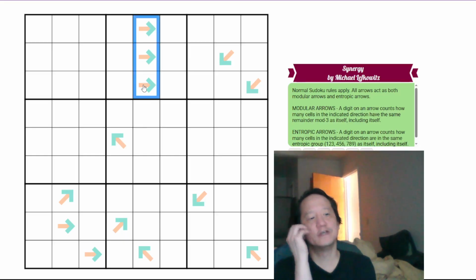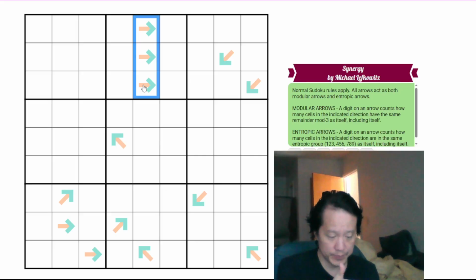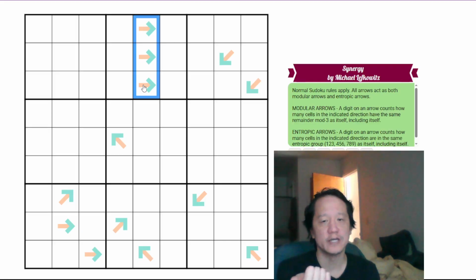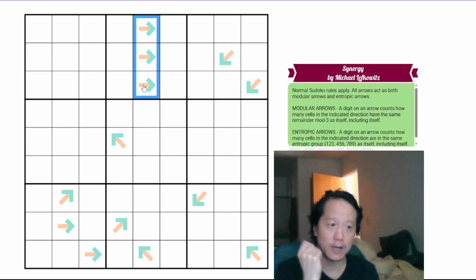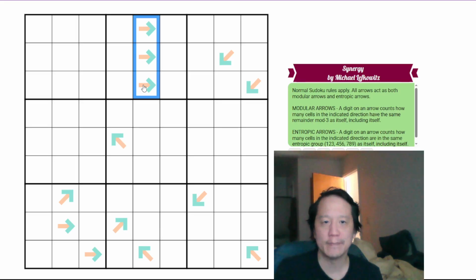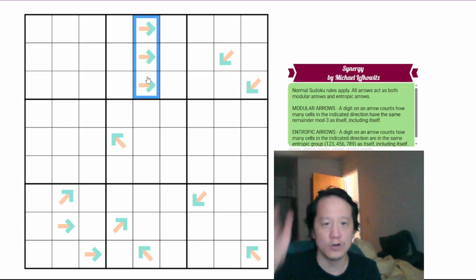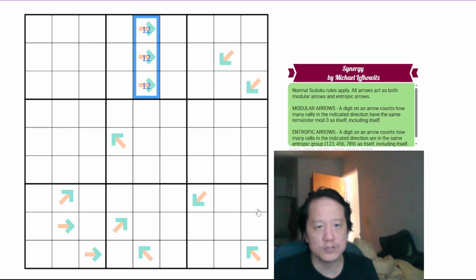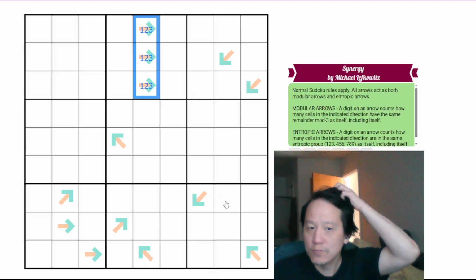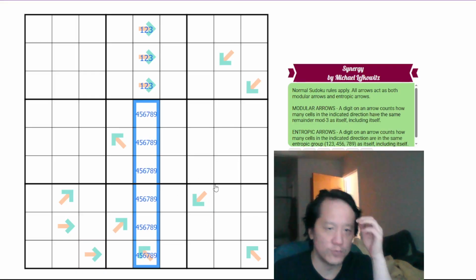Anytime you have a digit in a row that's pointing in a row or column, the most you can ever have of the same entropic set or the same modular set are 3, right? Because you can have only 3 of the same entropic set and only 3 of the same modular set. So these 3 digits, all pointing in a row, must be the digits 1, 2, and 3. That means the rest of the column cannot be 1 through 3. They have to be 4 through 9.